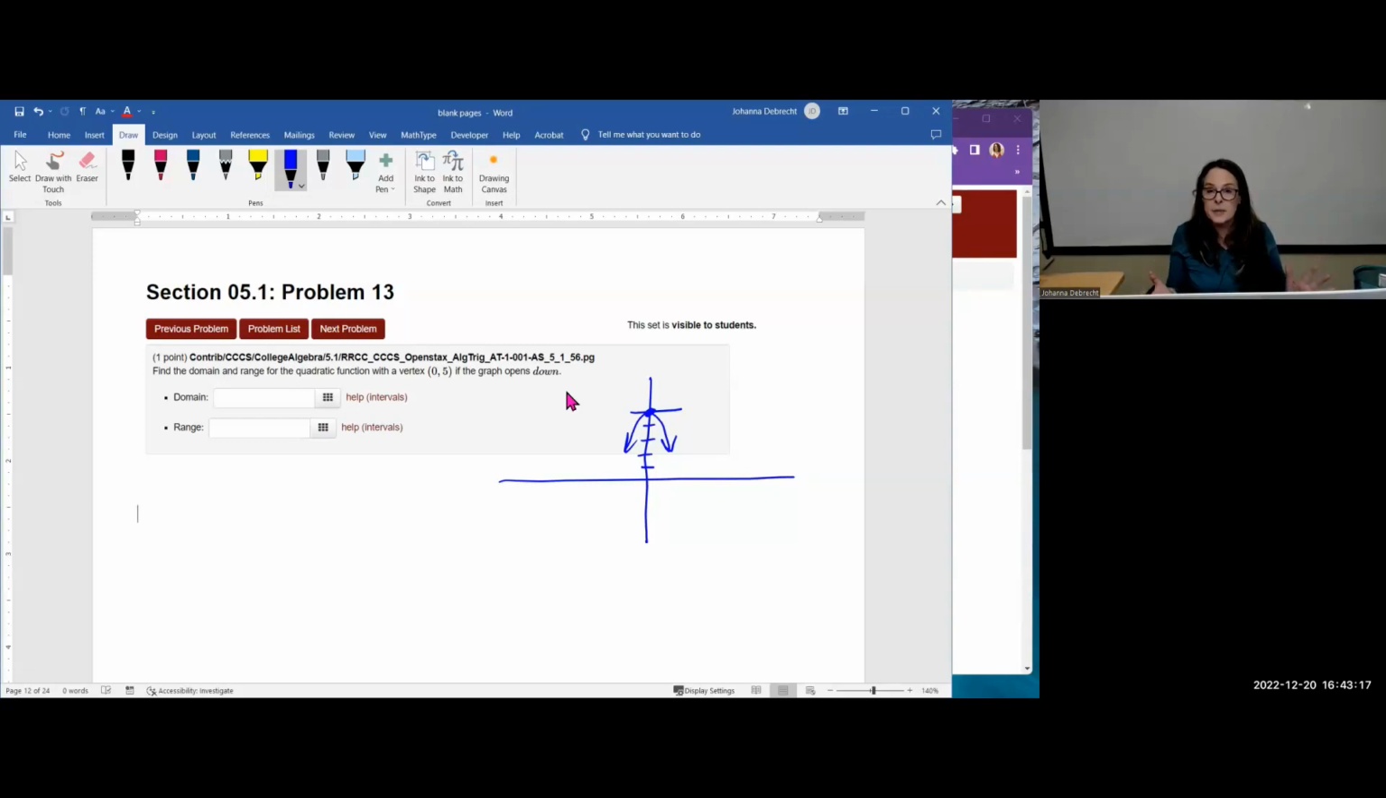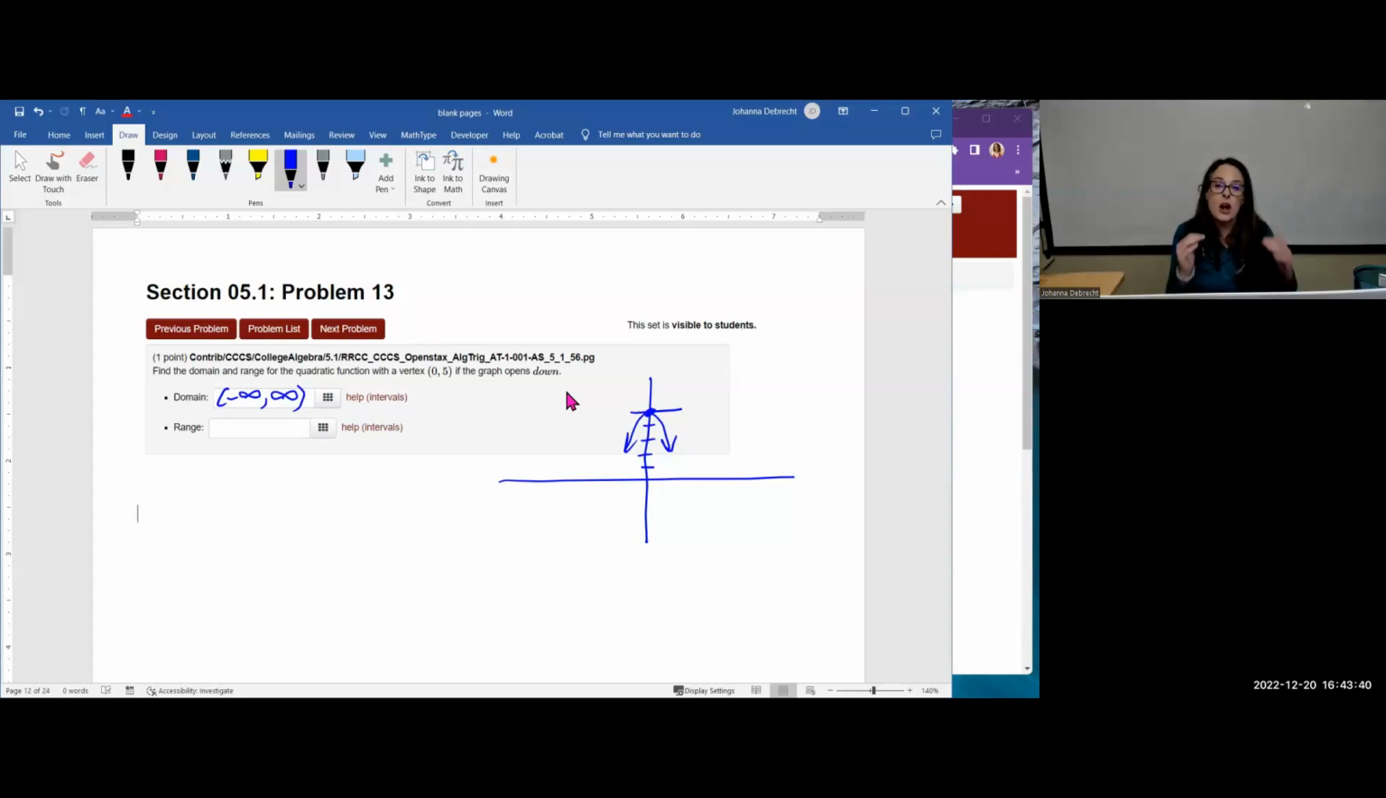But this isn't asking me for that. It's just asking for domain and range. Well, the domain of all up and down opening parabolas is all real. So I already know that part. It's going to be negative infinity to infinity. What about the range? Well, the range is going to be negative numbers all the way up to 0, and then from 0 to 5.